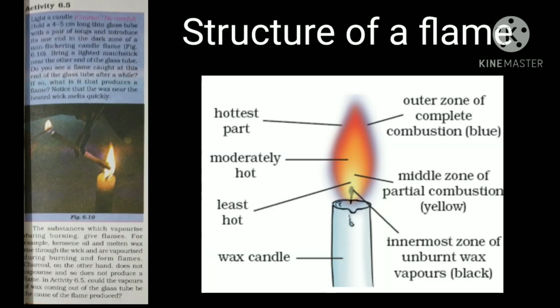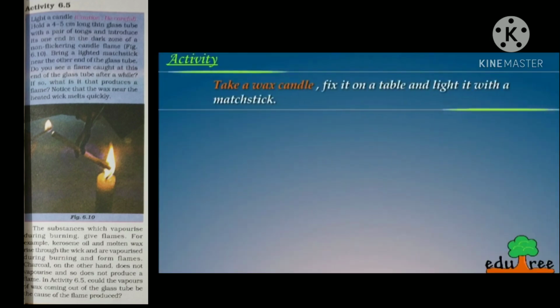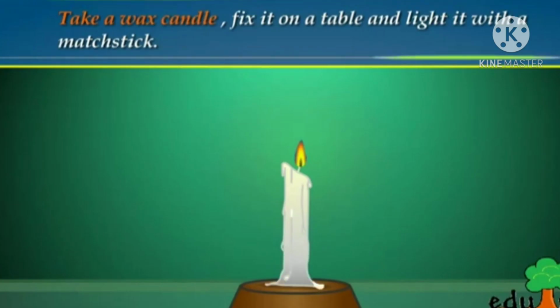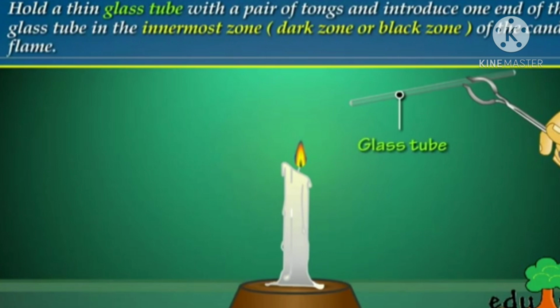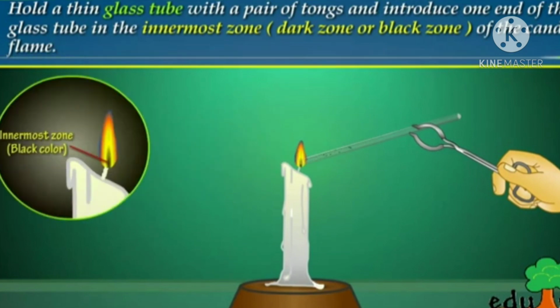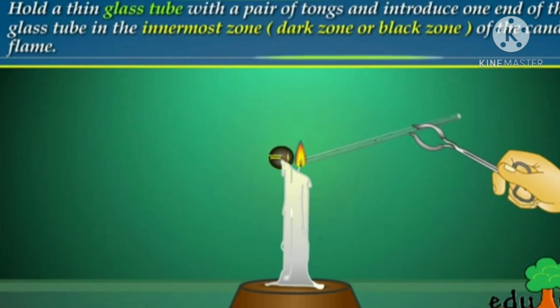Now we have to discuss the structure of a flame. For this, we have to do Activity 6.5 given in your textbook. For doing this activity, take a wax candle, fix it on a table and light it with a matchstick. Hold a thin glass tube with a pair of tongs and introduce one end of this glass tube in the innermost zone, or dark zone, or black zone of the candle flame.